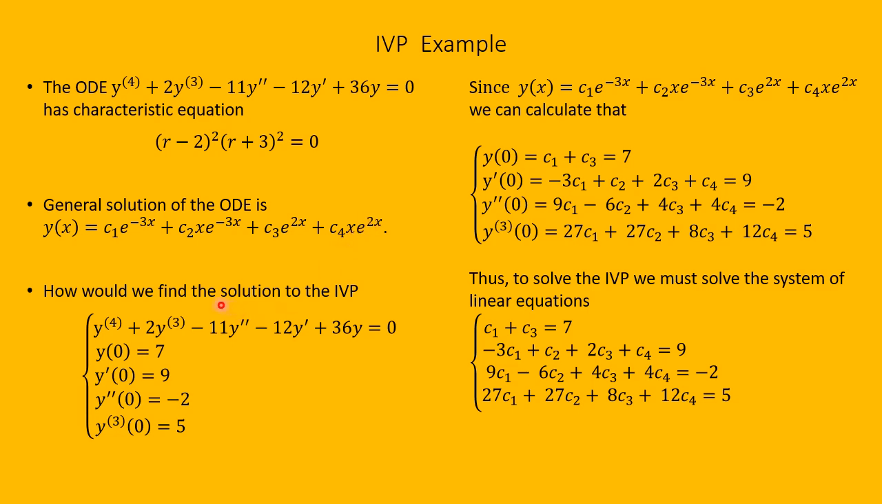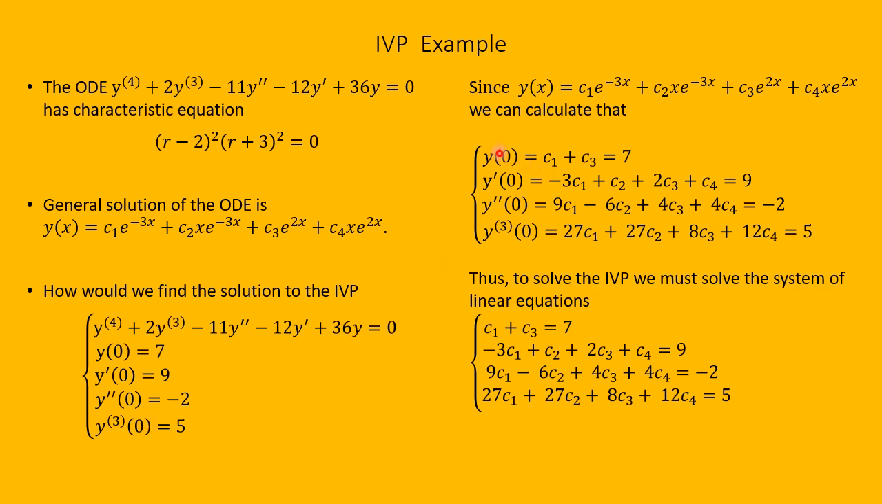So now let's look at the following initial value problem. First we have that differential equation from up here, and we have these initial conditions. y of 0 is 7, y prime of 0 is 9, y double prime of 0 is minus 2, and the third derivative of y at 0 is 5. Well, what can we do with this? Since we know what y of x is, we can calculate these derivatives that we see over here and substitute 0 in.